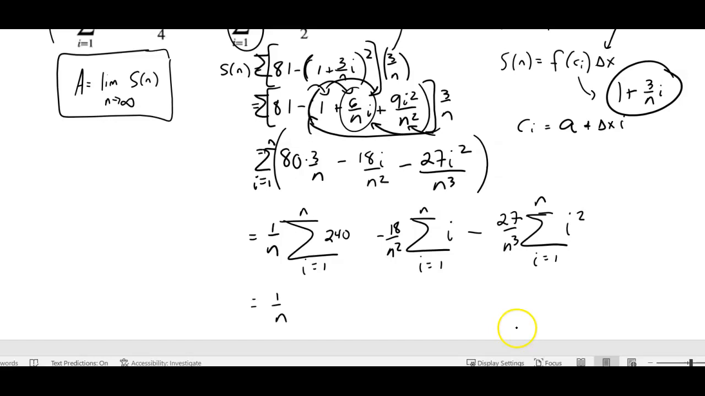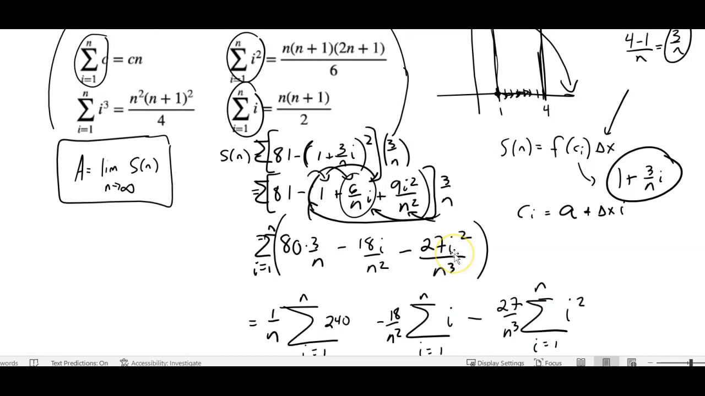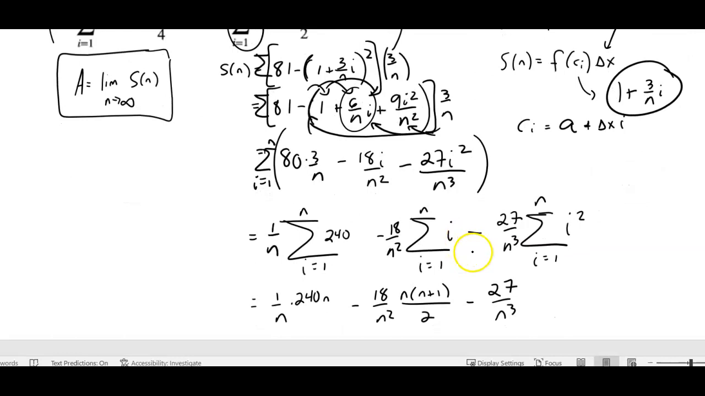We still have to take the limit as n goes to infinity, but first we can apply our formulas now. Adding 240 to itself n times is 240 times n. The formula for i is n times n plus 1 over 2. And the formula for i squared is, make sure I got that one right, n times n plus 1 times 2n plus 1 over 6. Okay, that's my S of n. Now I can take the limit to get the area. I want the limit of this thing as n goes to infinity.